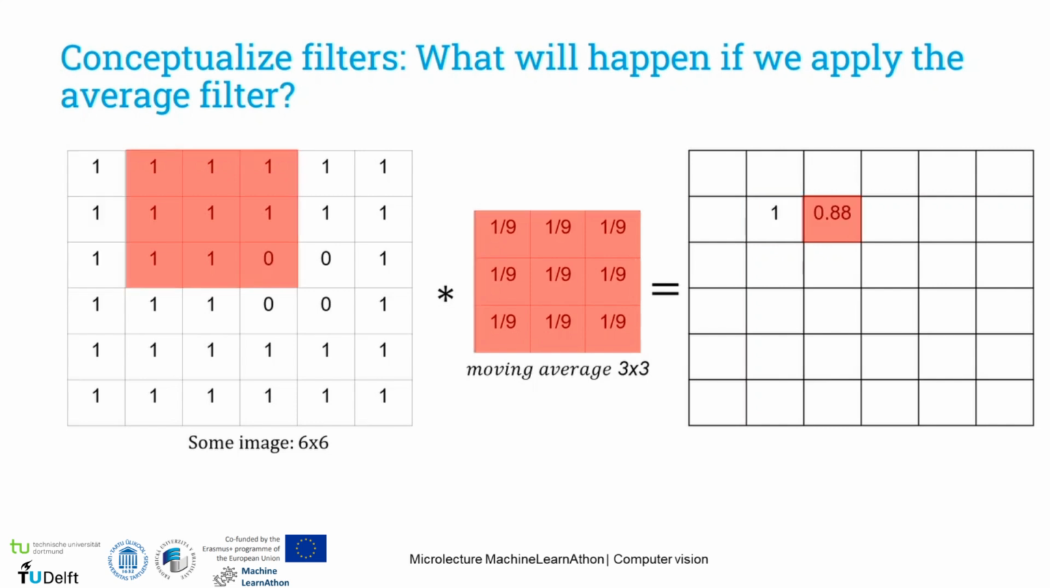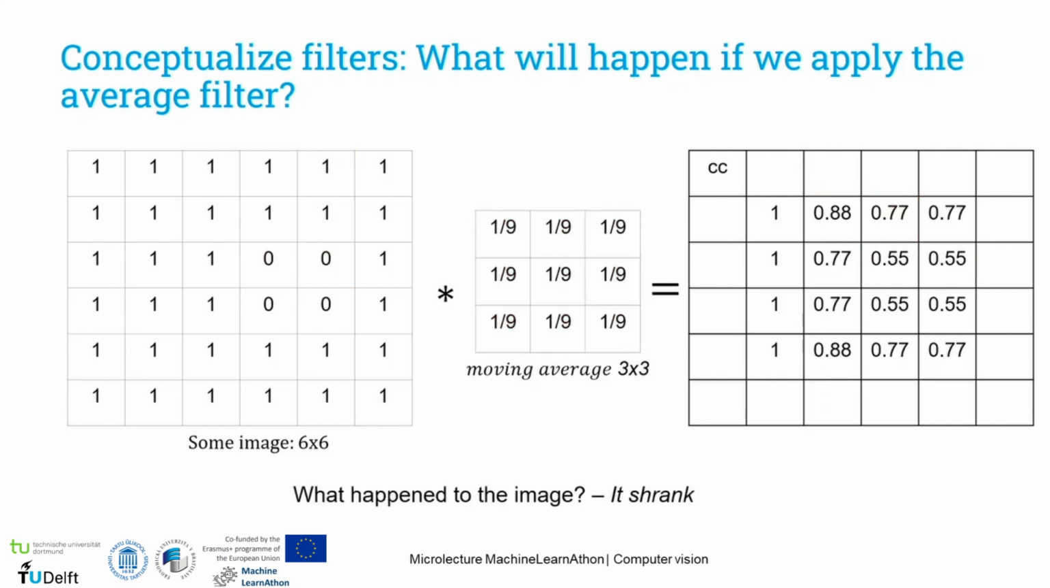And then we move our filter 1 step to the right, and we repeat. So again, we take the average of all of this. This time it's 0.88. Why? Because, well, there's a 0 in here. We move it further and further until we put everything together here. So what we see is, by applying this filter, we make our image smaller, right?